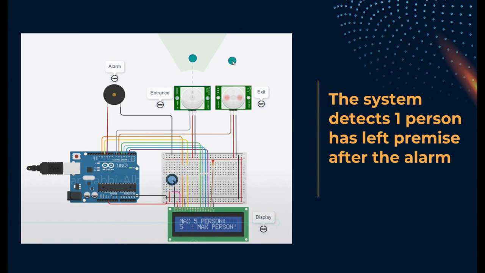As the PIR sensor detects people exit, the alarm goes off and the LCD starts to show maximum people again. And as people start exiting, the number of people will reduce, and if people enter again, the numbers start to gain.